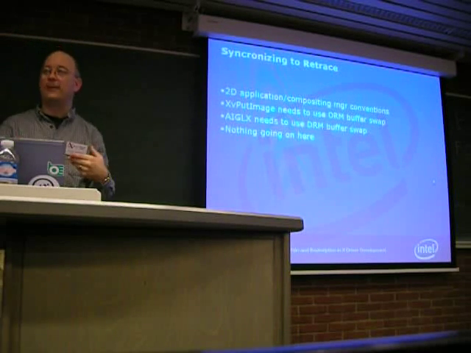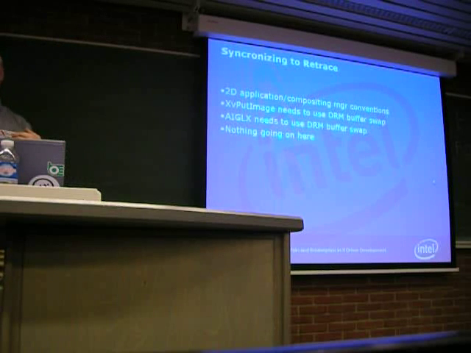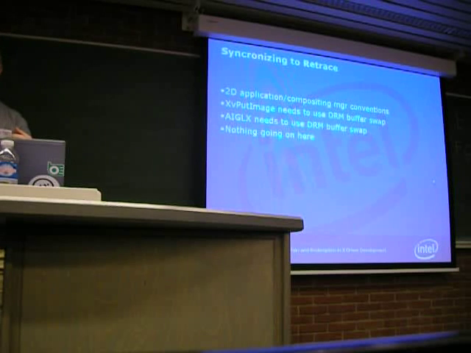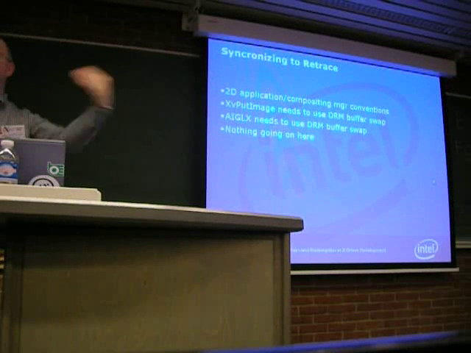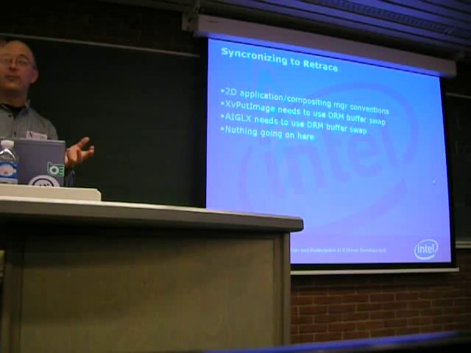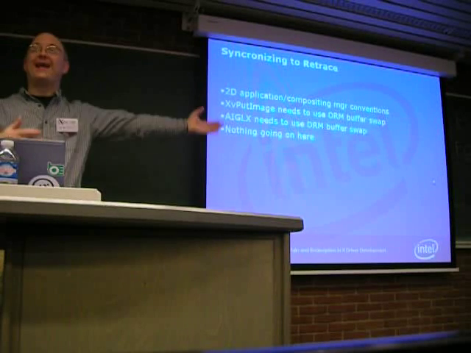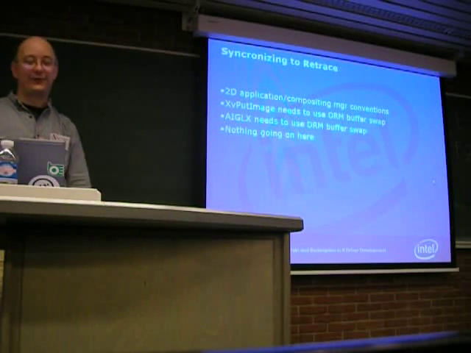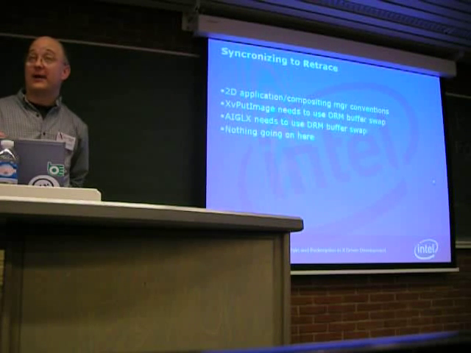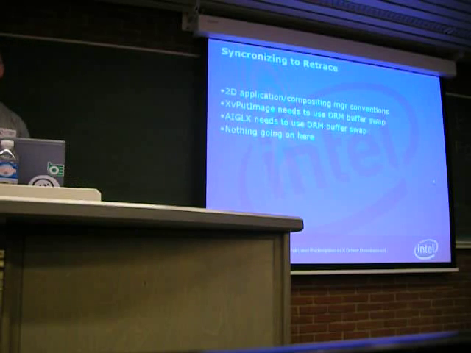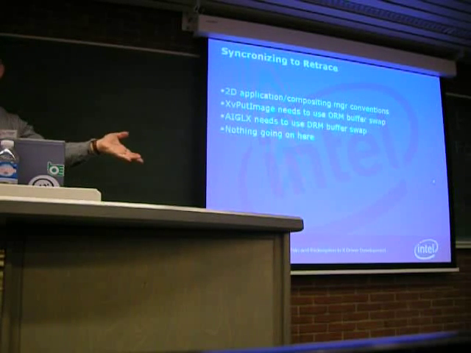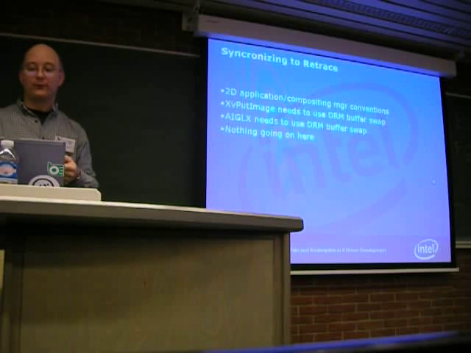Synchronizing to retrace. For the 2D applications right now, the easiest solution to get to tear-free video is to make it so that the 2D applications can tell the compositing manager when they finished a frame. So the compositing manager can then use the 3D API to synchronize with the vertical retrace. Obviously, we want to make it so the full-screen applications, especially video players, can sync to vertical retrace without having to be redirected. That's a pretty good performance improvement.